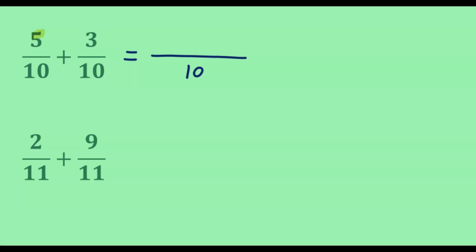Now, what are the numerators? The numerator of the first fraction is 5, and the numerator of the second fraction can be seen to be 3. So we're going to add the numerators. So we have 5 plus 3. Now 5 plus 3 is 8, and we divide this by 10.